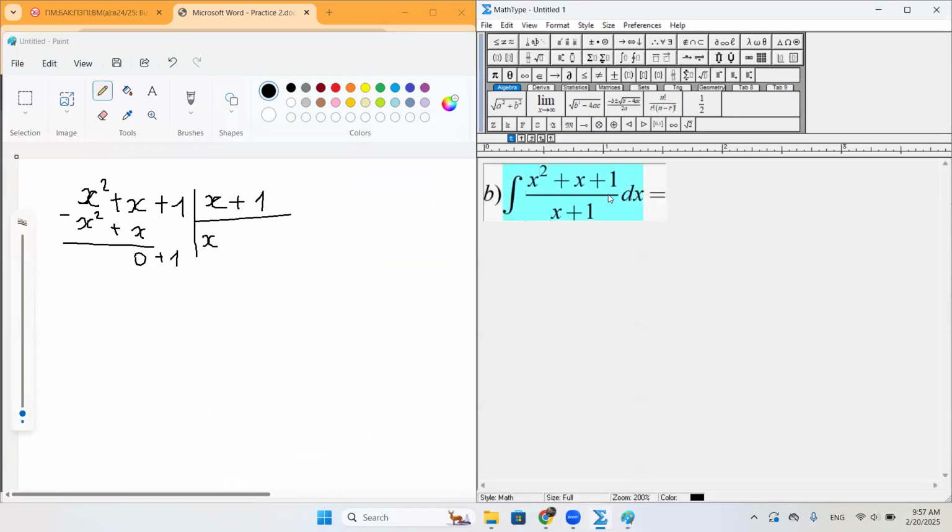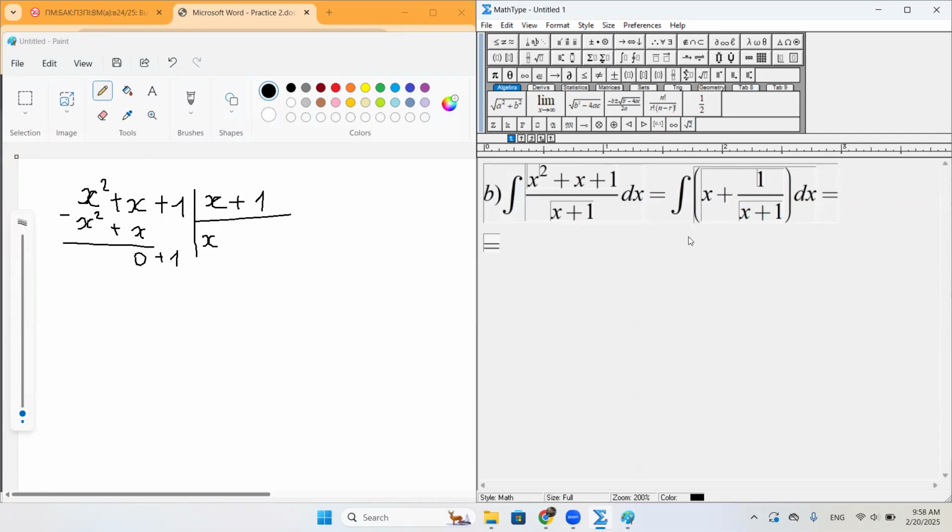So let me rewrite it first of all. So x plus 1 divided by x plus 1. And what do we have actually? If I multiply it by x, and find the common denominator, we will receive this expression. It's obvious. So x square plus x and plus 1. So for this example, it is easy.